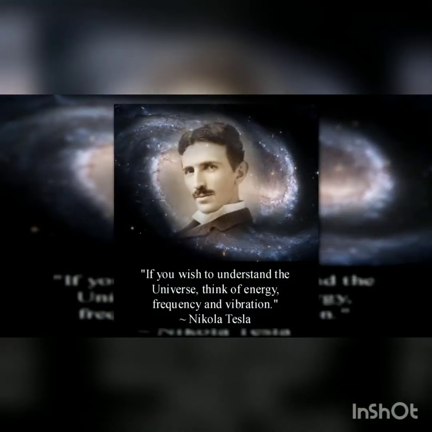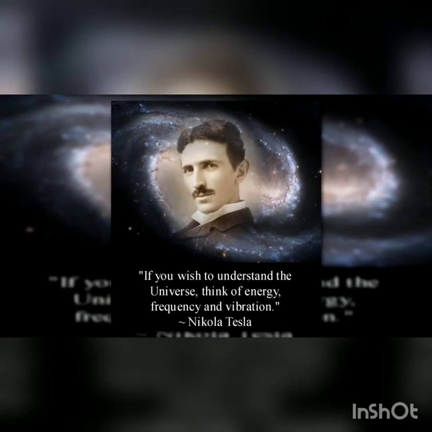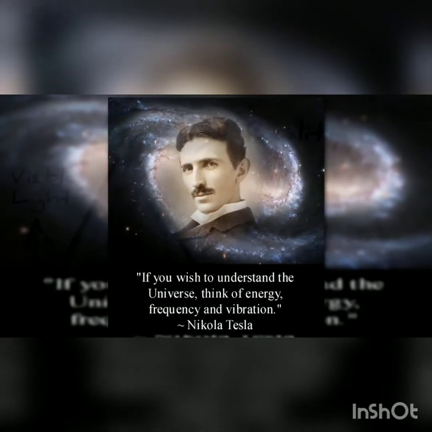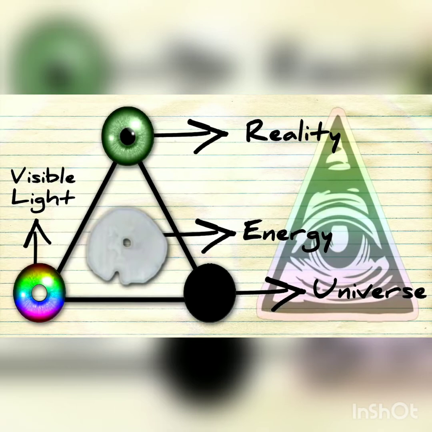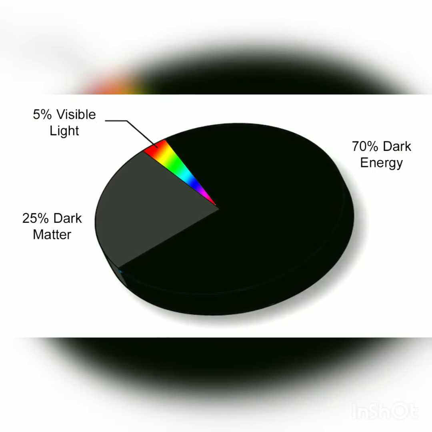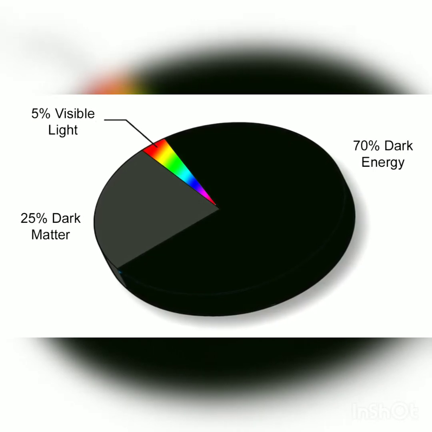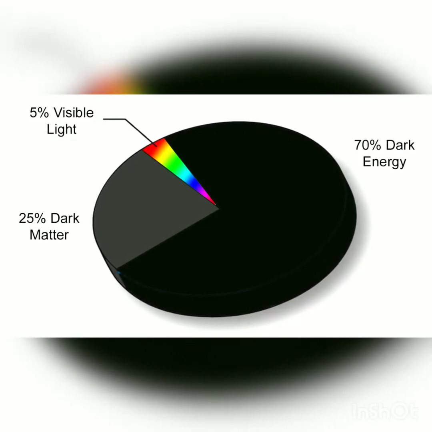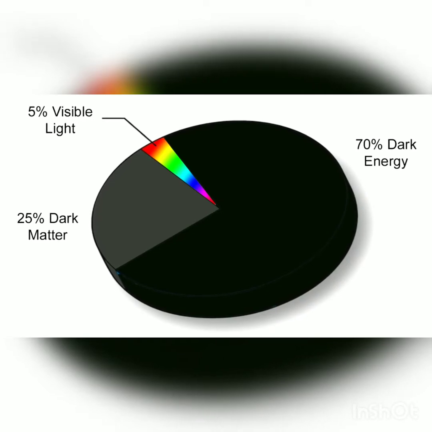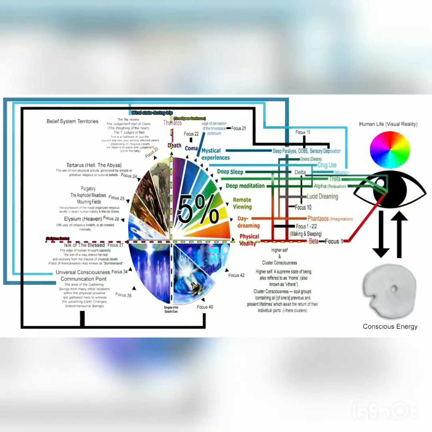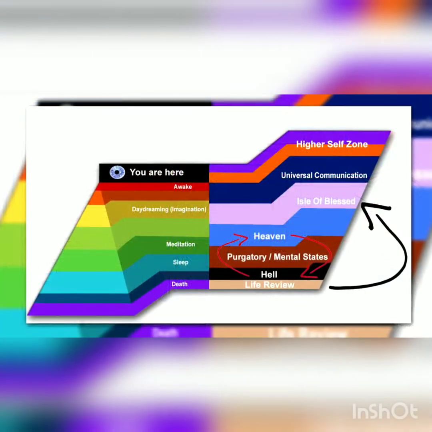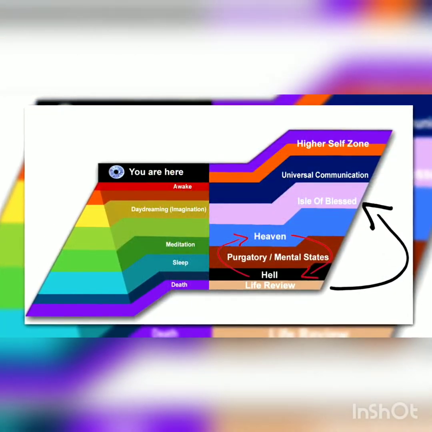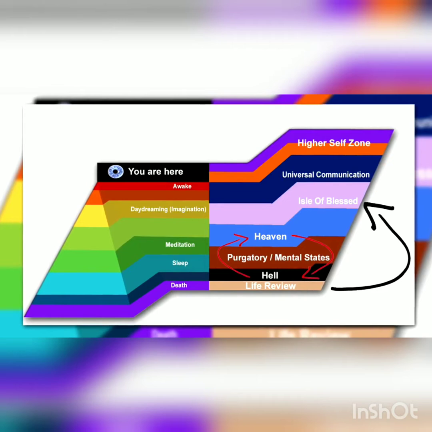Nikola Tesla once said, if you wish to understand the universe, think of energy, frequencies and vibration. So you could say we're energy locked into the focus of frequencies and vibration. As visible light, dark matter and dark energy, also known as the universe, totals to 100%, under the law of relativity, we coexist in the visible world and the underworld of the higher self at the same time. We are simply in different focus points. As the realm of darkness goes beyond the bounds of space and time, all events have already occurred.